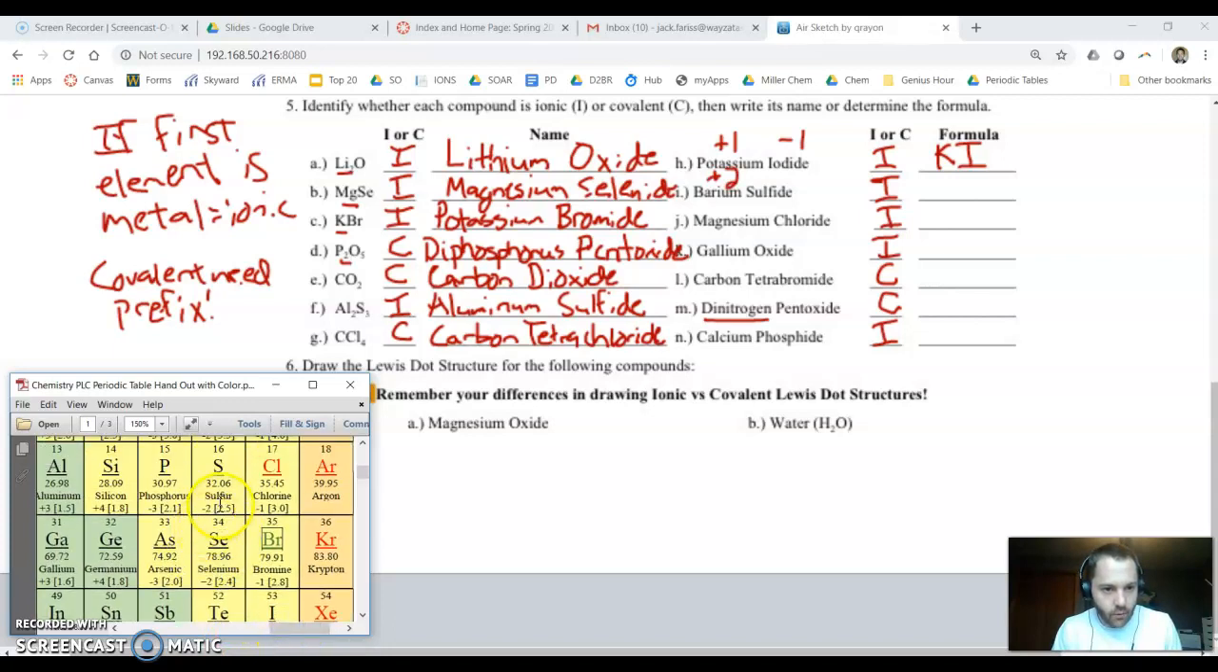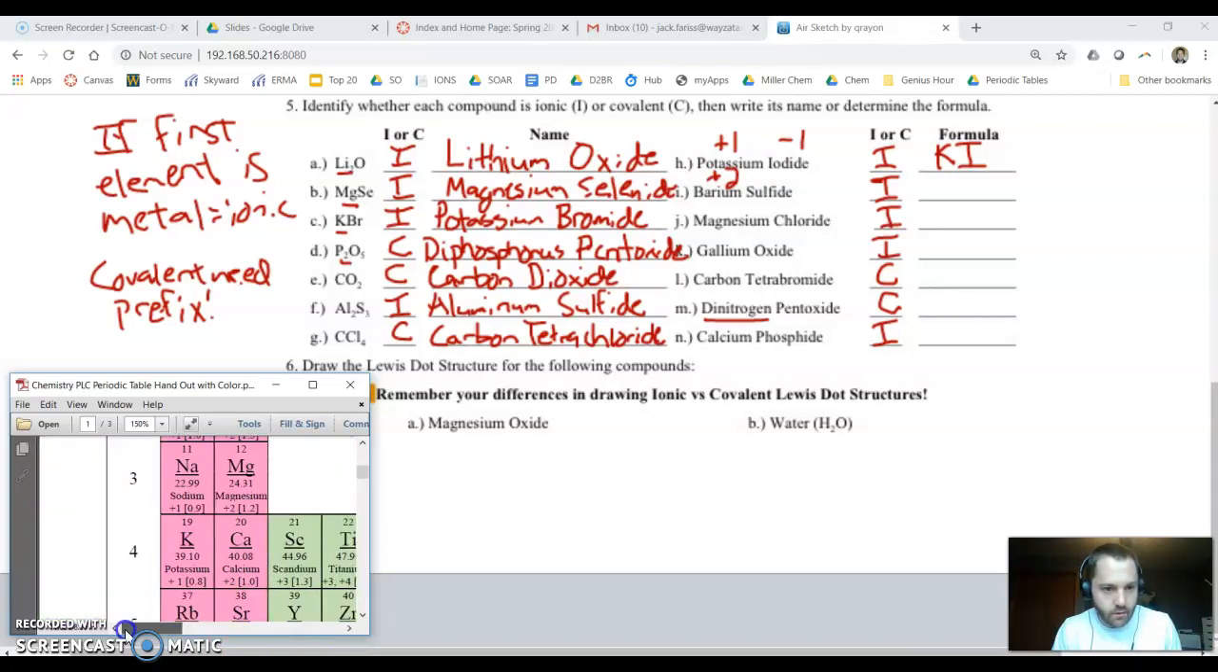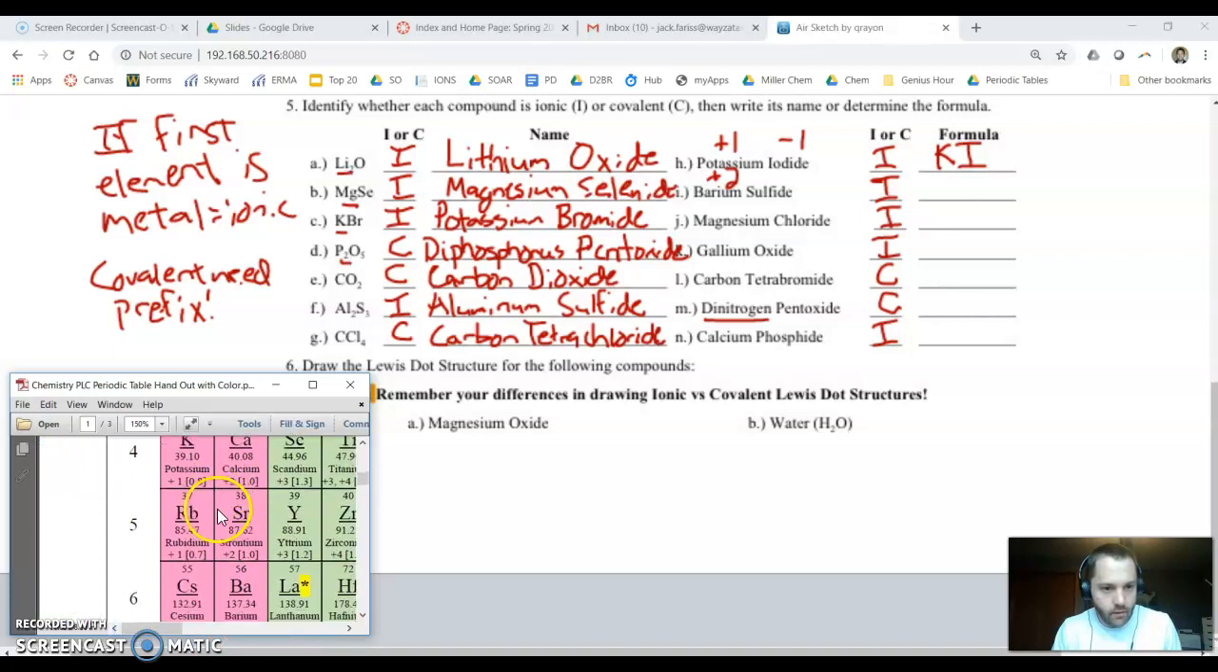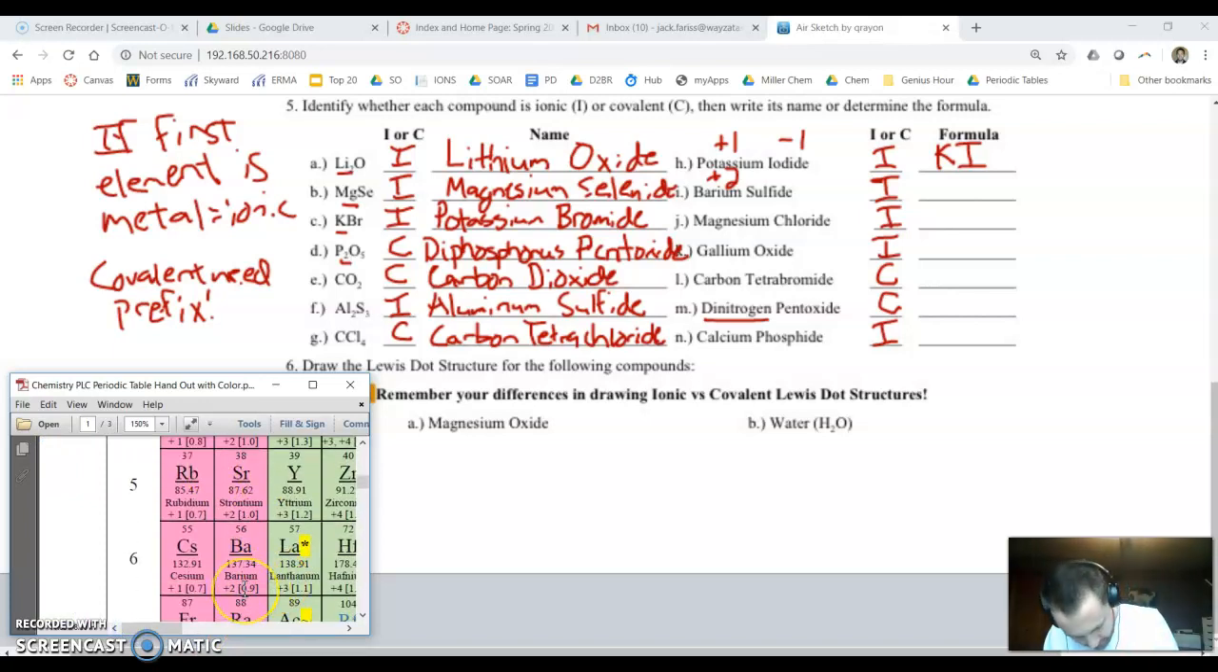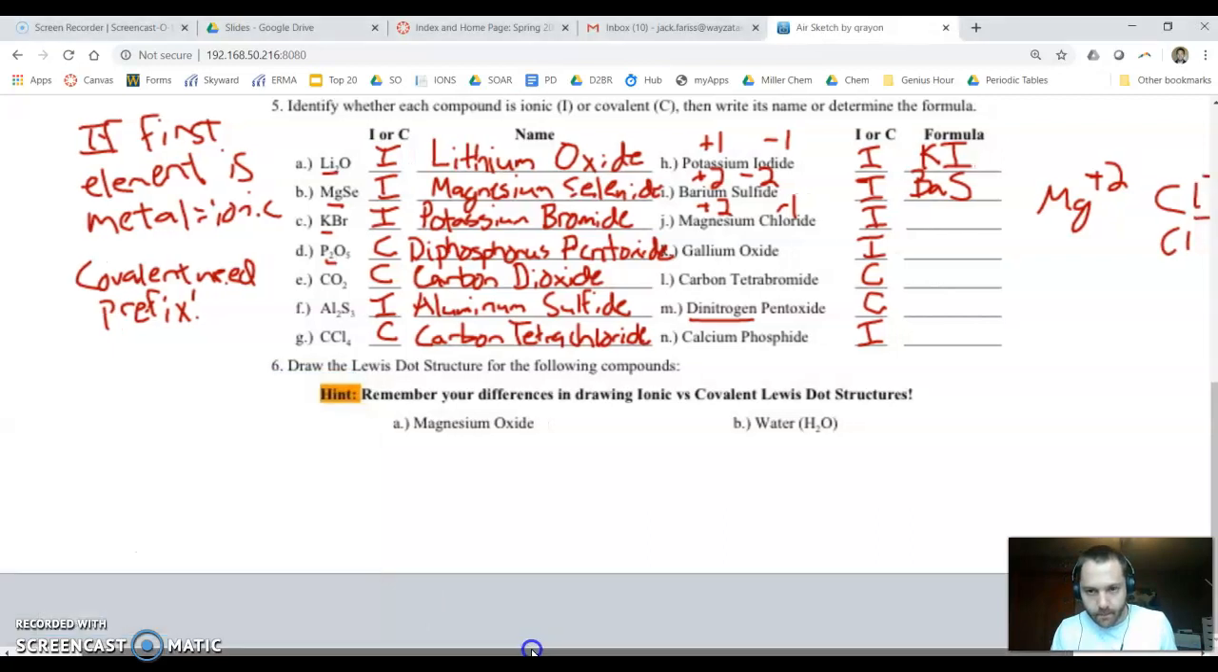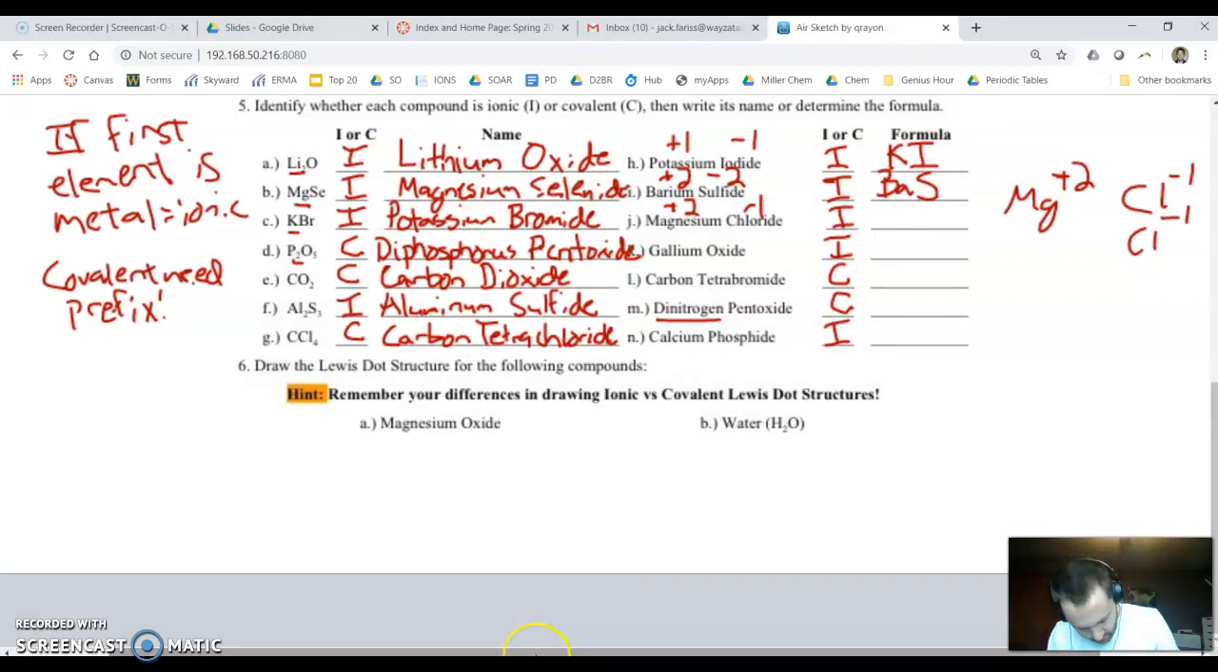Barium sulfide, barium is a +2. And I'll look at sulfur while we're over here. Sulfur is a -2. We can see that barium is a +2. So for those to balance out and be happy, this is just BaS. Magnesium chloride. Magnesium's +2. Chlorine is -1. So in order to balance these out, I'm not going to be happy with just 1 of each. We're going to need another chlorine. So we need to make sure that this formula is balanced, so MgCl2.